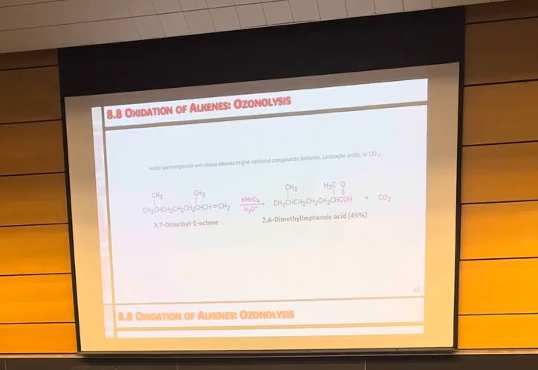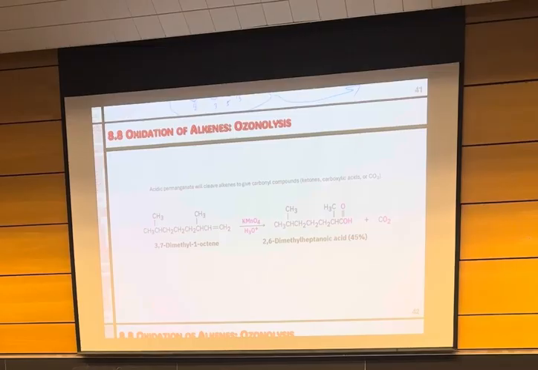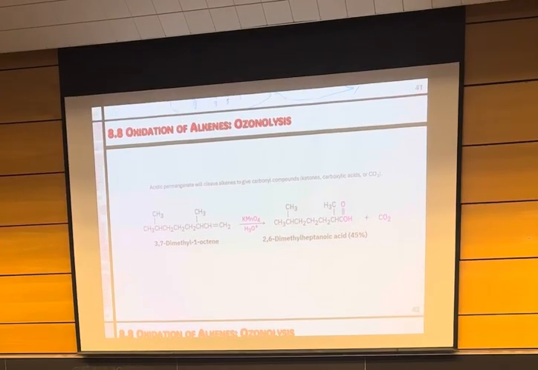Where we left off here. Oxidation of alkenes, a couple of slides left, and then we can move on to alkynes, chapter 9. Okay, so another reaction for oxidation of alkenes is ozonolysis.